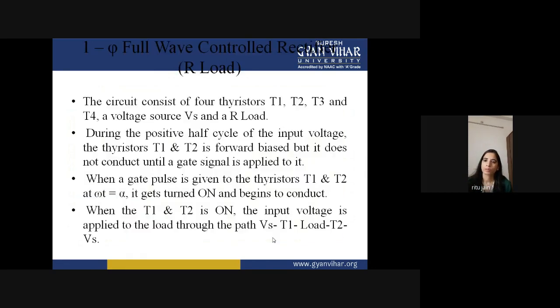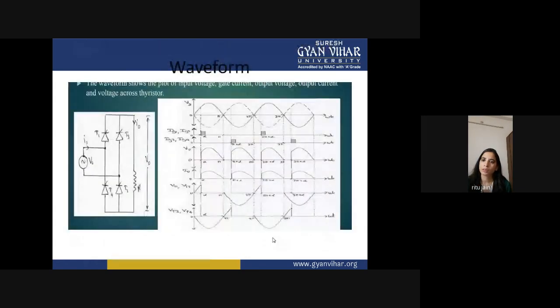Now this is all about your single phase converter with freewheeling diode. Now we come to the next converter, which is your single phase full wave controlled converter with R load. We can see the diagram over here, in which we are using four SCRs, T1, T2, T3, and T4, and the supply voltage is Vs. The load connected to this converter is only resistive load.